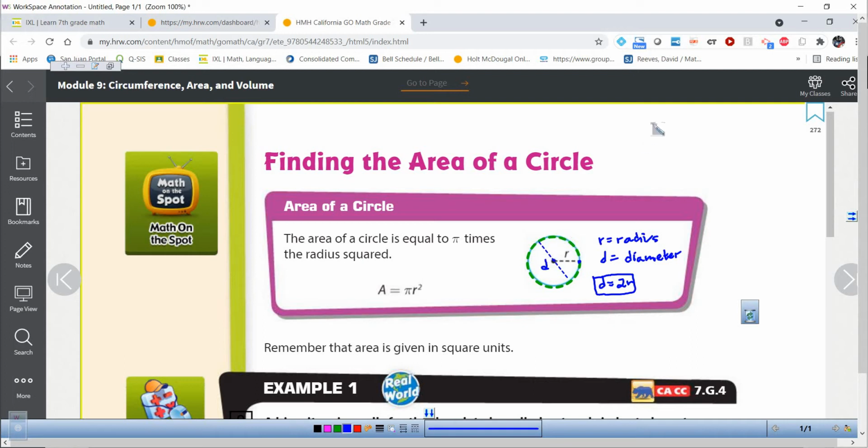So circumference is the distance around the outside of the circle. All right, so circumference.